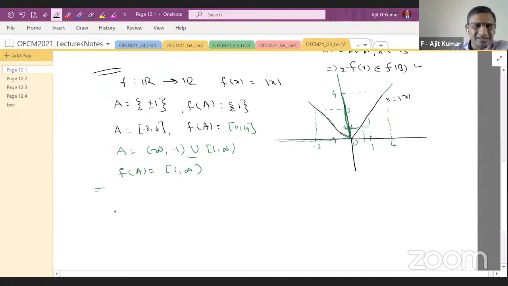Similarly, let us take another. Suppose I take f from R to R, let us say f of x is equal to x square. Can you tell me what will be the image of, let us say, -2 to 4? What will be the image of -2 to 4? This is open at -2 here, closed at 4 here.